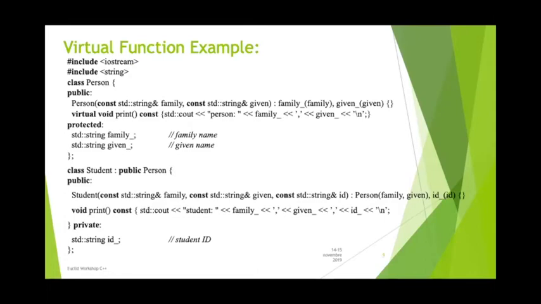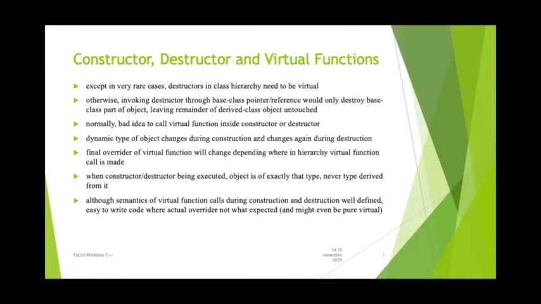So here is an example of a virtual function. Here we have person, with a family name and a given name, and then we are printing its name. Here it's a student class as well, and here we have the same print function. It's virtual in the base class, in person, but not virtual in the student class. So when we call person, it will call this virtual function, and if we create an object with the student class and call the print function, it will override this virtual print function with this print function.